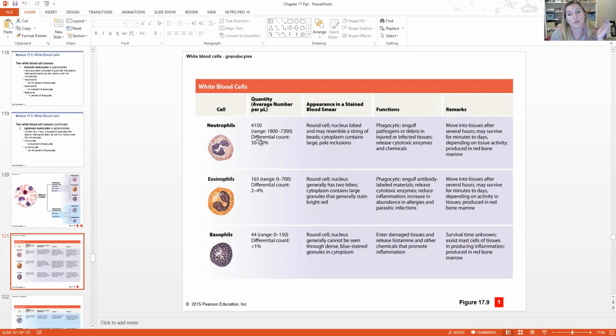And then basophils are more of an allergic reaction. So these are responding to histamine and heparin. So they're more responding to like an inflammation or an allergy type response. So this is how I remember them.